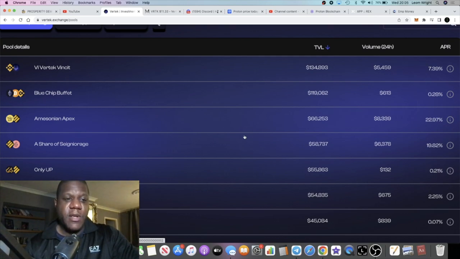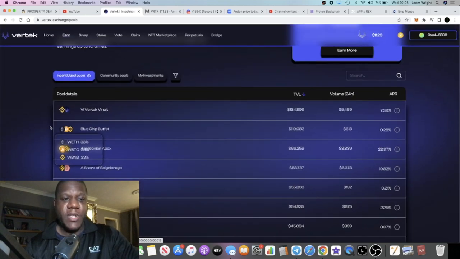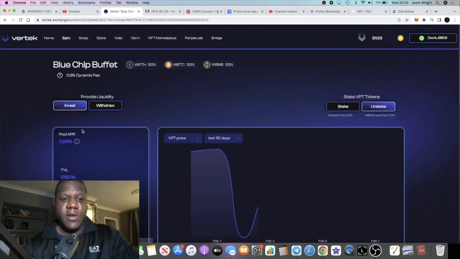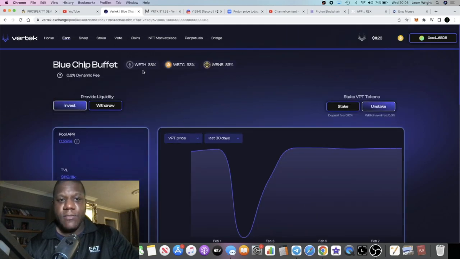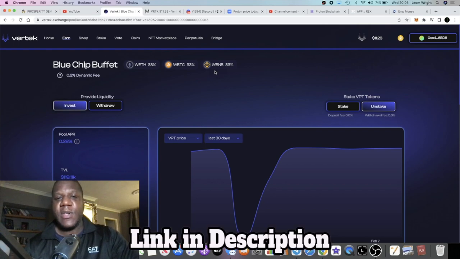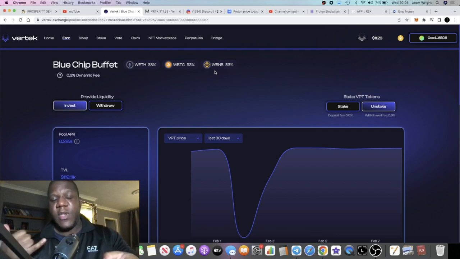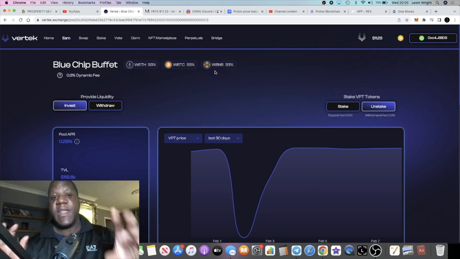So if you're holding any coins for the bull run, like Ethereum, for example, we've got the blue chip pool. Let's just click on that. So this basically will enable you to pair up wrapped Ethereum with BTC and BNB. So when you create an LP token, it will split them up 33% BNB, 33% Bitcoin, 33% Ethereum. Now, of course, this is on the Binance Smart Chain, so bear that in mind.